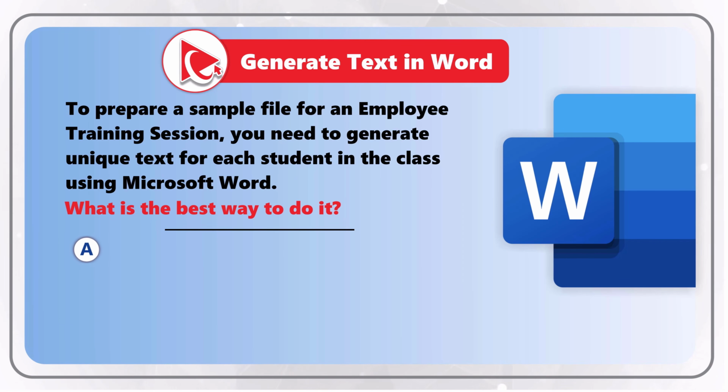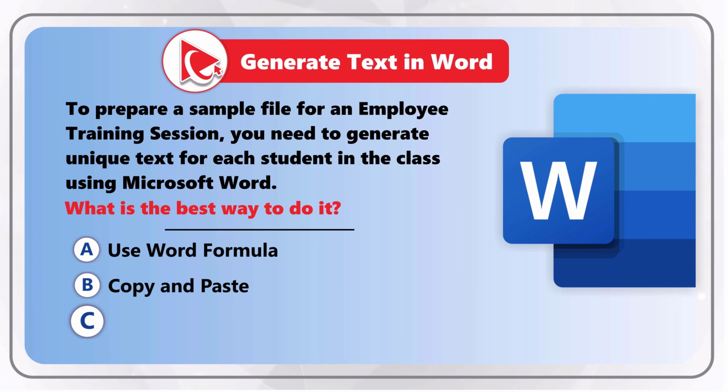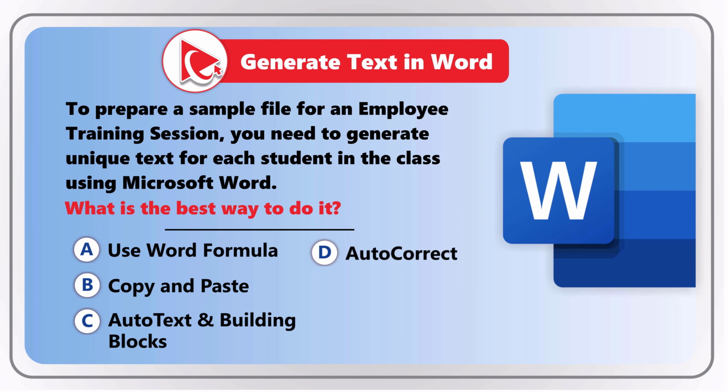Choice A, use Word formula. Choice B, copy and paste. Choice C, auto text and building blocks. Choice D, autocorrect. And last but not least, choice E, mail merge. Take a close look to see if you can come up with the solution. Tricky question, don't you think so?